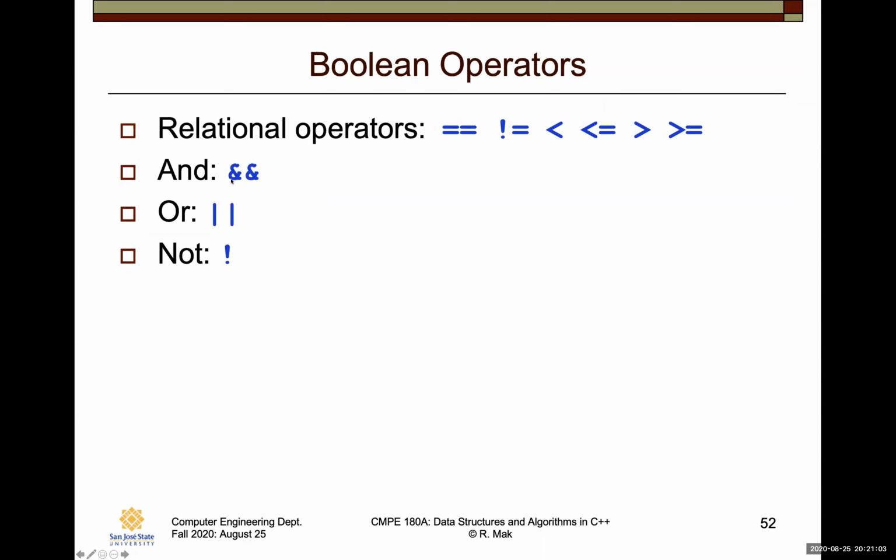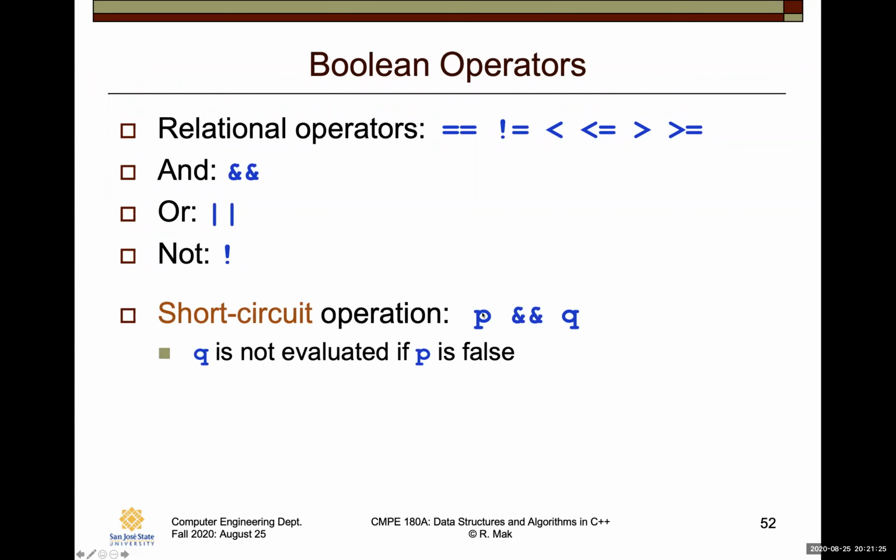Okay, so in C++, to do an and, you put 2 ampersands in a row. To do an or, you put 2 vertical bars in a row, that's or, and then not is the exclamation point. Okay, so here's an example. P and Q, let's assume, are Boolean variables, and you want to test whether P and Q, that expression, is true.